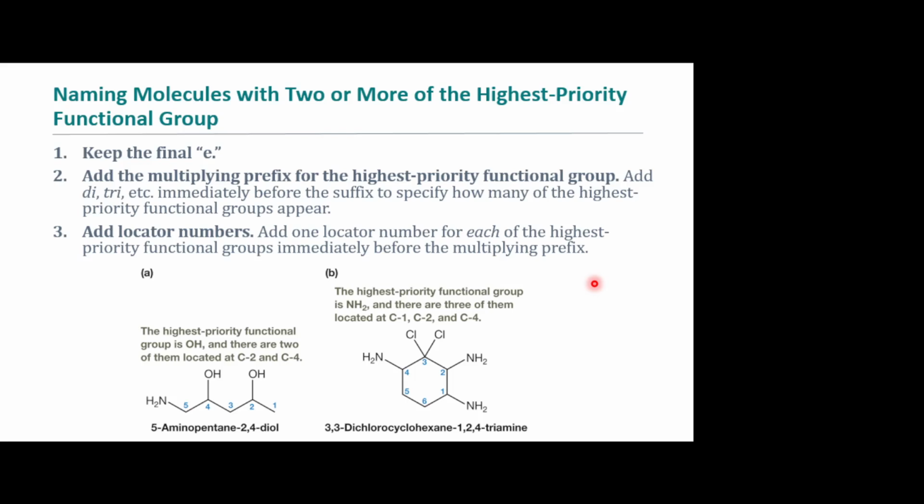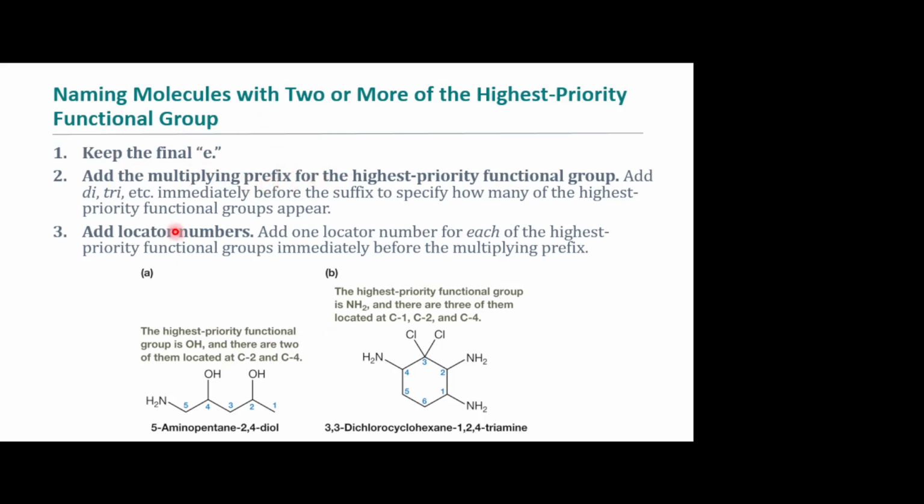All right, so right here we're going to have an example where we keep that final E. So we're going to name molecules with 2 or more highest priority functional groups. This is why I say that you should just put the E back in. And an extra thing for you to memorize. Thank you, Dr. Clausen. Again, not my fault. Okay.